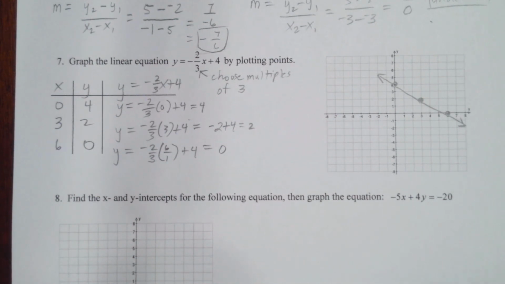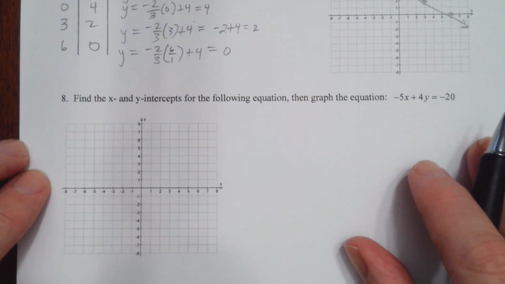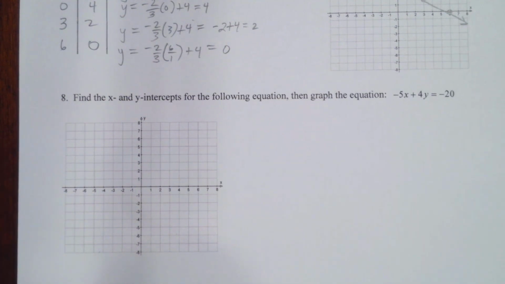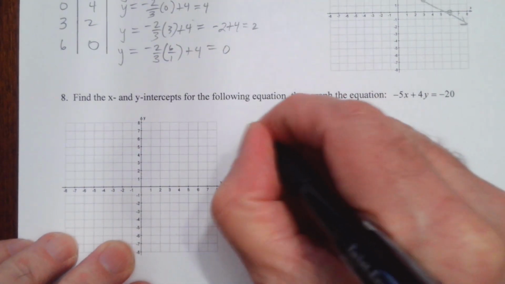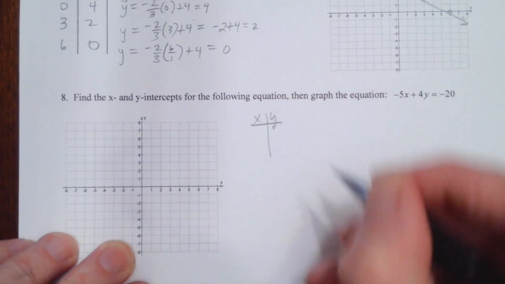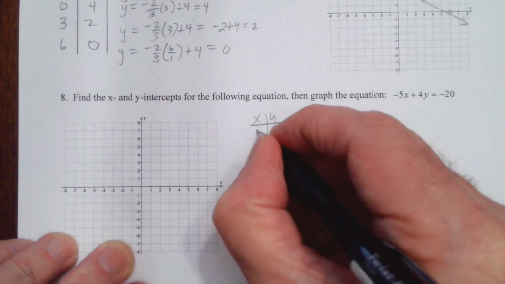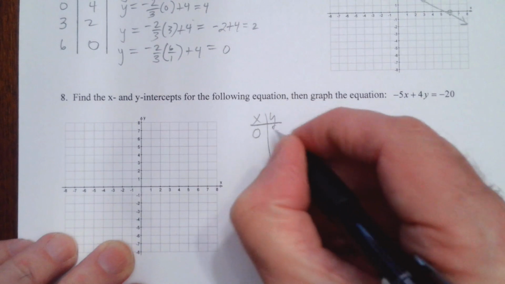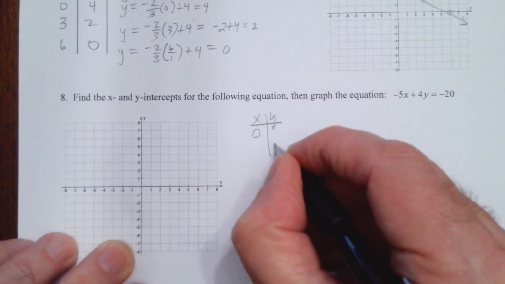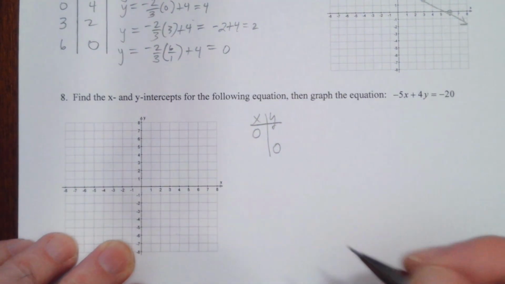That's plotting points. The second one was by finding 2 special points, which we call the x and y intercepts. On the test, if it says use the x and y intercepts to do the graph, or use the intercept method to do the graph, you're going to have to do it this way. So normally what I tell students is make a little XY chart. You're going to choose x to be 0 and find y. You're going to choose y to be 0 and find x.